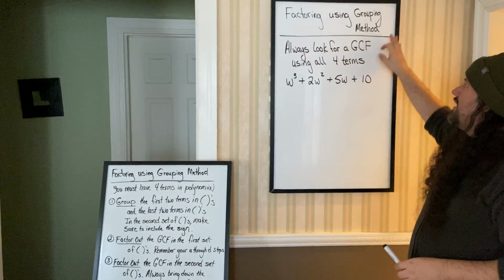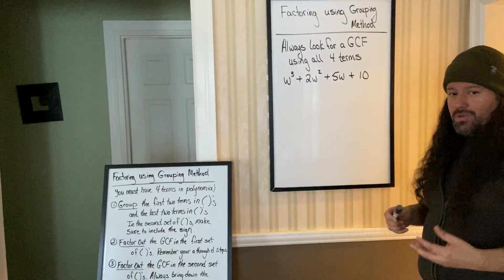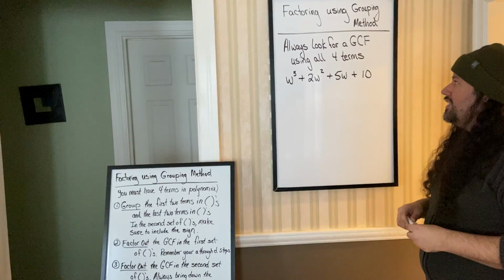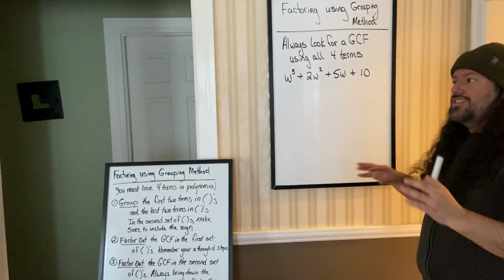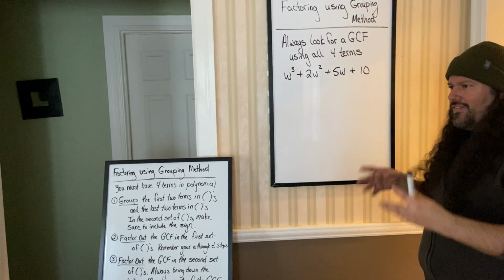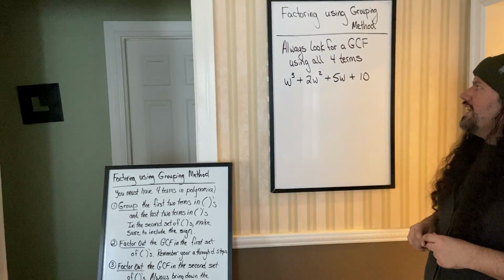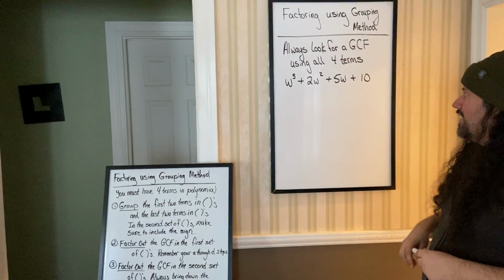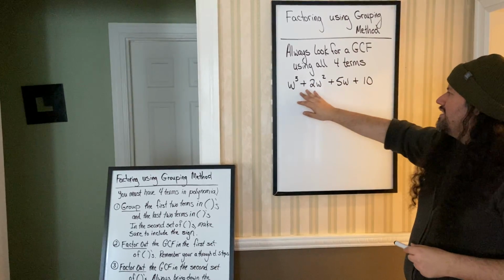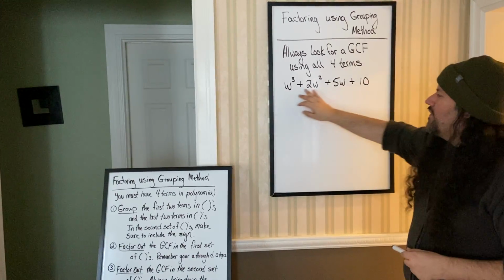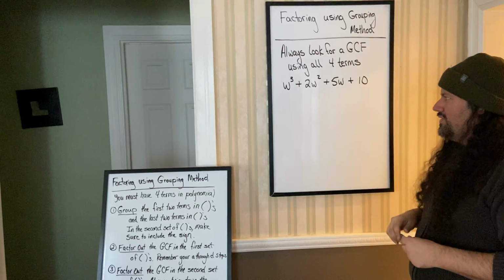Now, even though I said use the grouping method, no matter what type of factoring that we're doing, your first step, no matter if you're doing grouping, shortcut, FOIL, arch, whatever, is always to look to see if there's a GCF using all the terms that are up here. Since there's 4 terms, let's see if there's a GCF for all 4 terms.